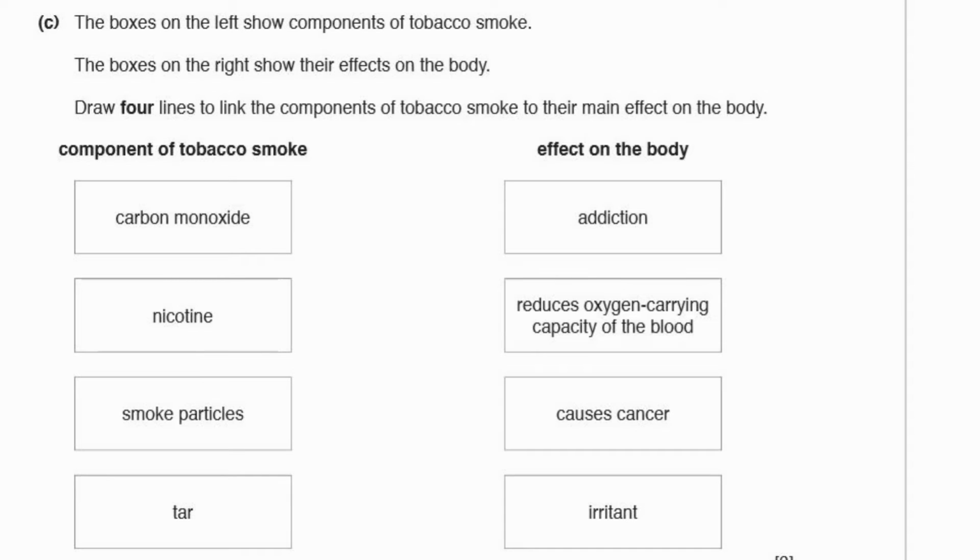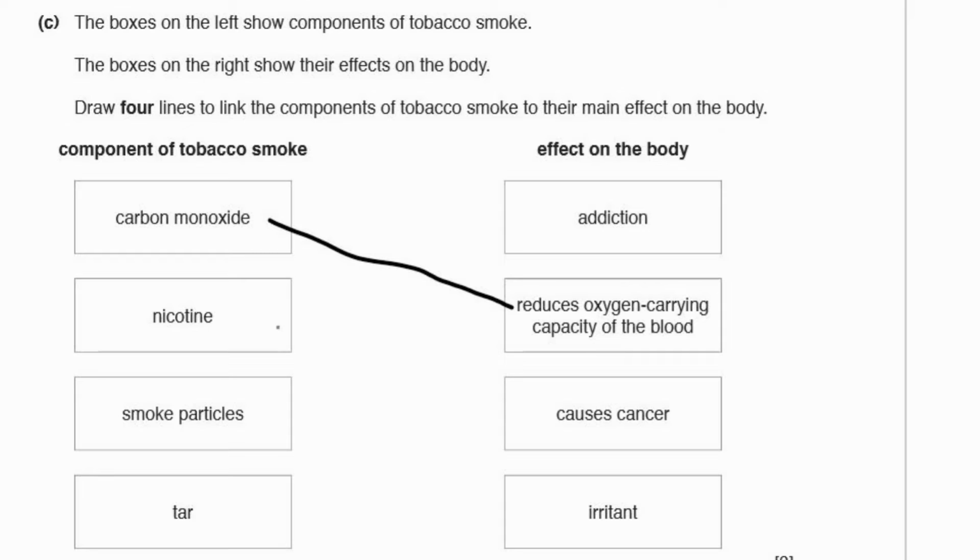C. The boxes on the left show components of tobacco smoke and the boxes on the right show their effects on the body. Draw 4 lines to link the components of tobacco smoke to their main effect on the body. So carbon monoxide, what does it do? It pretends to be oxygen, so it takes up the place of oxygen and reduces the ability of the red blood cells to carry oxygen. So it reduces the oxygen carrying capacity of the blood.